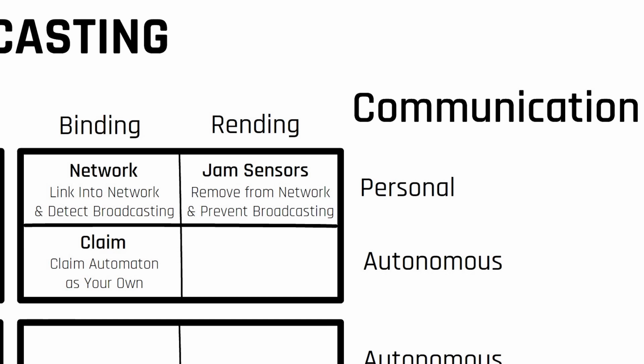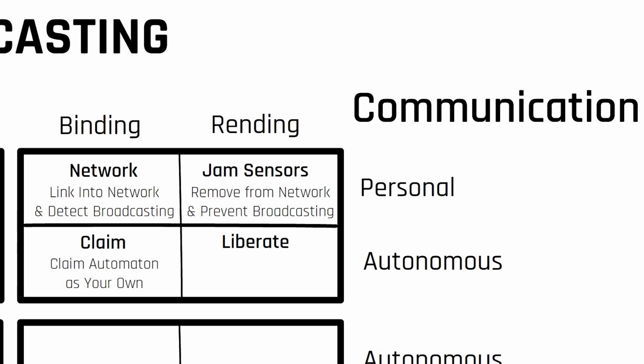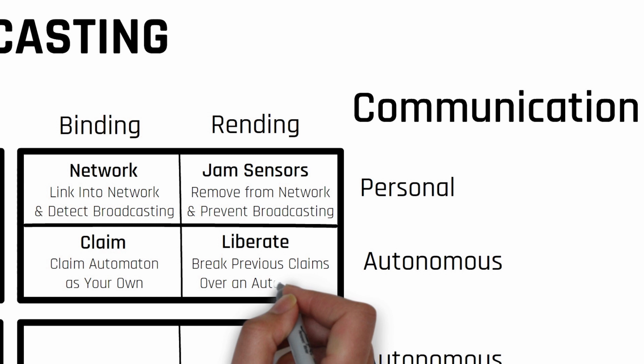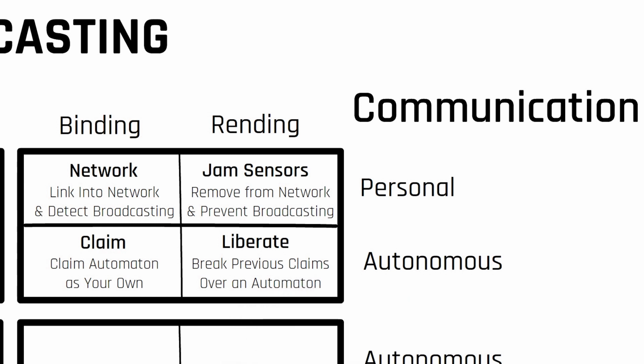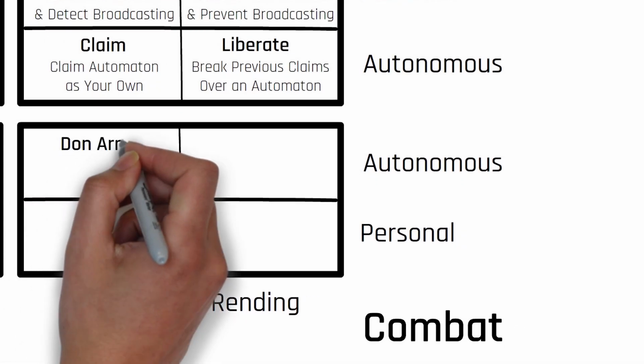None at all. So the automatic rending effect for comms is going to be liberate, which does the opposite. You try and break somebody's claim over a cluster of nanites, which would allow you to integrate it into your own items. It would free up the automaton for you to work with it instead of being commanded by them. It could do a whole bunch of interesting things. And now, combat. The personal binding effect for combat is just going to be to summon a suit of armor.